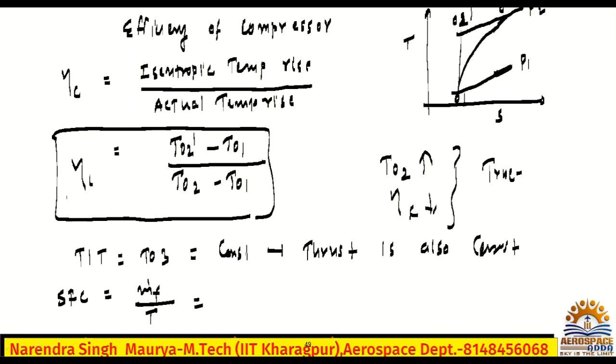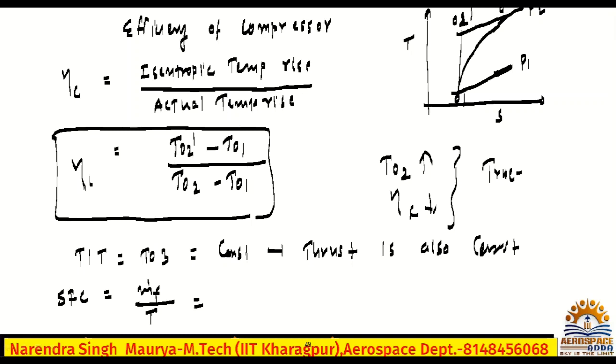And one more word they have said, TIT is constant. If TIT is constant, it means thrust is constant. So I must say thrust is constant here. Now, if compressor efficiency is decreasing, then what is the meaning of it? It means T naught 2 minus T naught 1, this value, is increasing. Yes or no? If this value is increasing, it means eta C is decreasing.